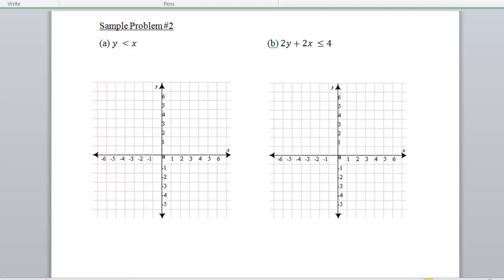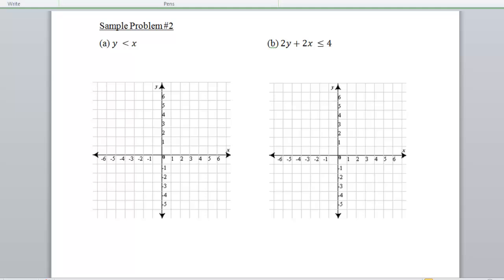Okay, so let's finish off this lesson with our final couple examples. Hopefully you've had a chance to work sample problem 2, part A and B. If you haven't, go ahead and just stop right now and work these two sample problems and come back and see the solutions.